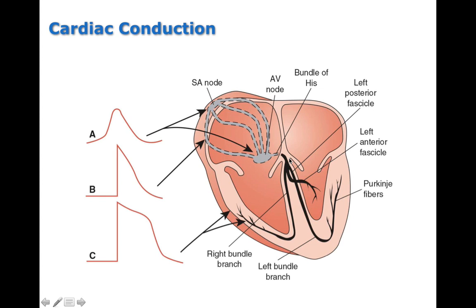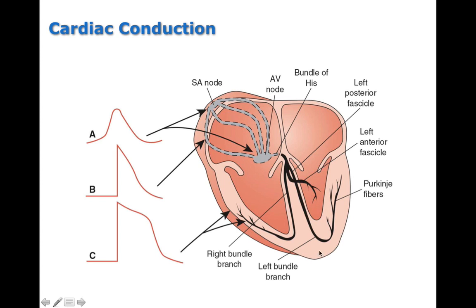Now, from the bundle of His, we get the bundle branches. So you have the right and left bundle branches. Now the right bundle branch goes to the right ventricular myocardium, and the left bundle branch goes to the left ventricular myocardium. What's also important to note is that the bundle branches do not excite cardiac muscle here. Rather, you don't start exciting cardiac muscle until you get to the Purkinje fibers, which are out here, these smaller little branches, which we call the subendocardial conducting network. This is where you start to stimulate the ventricular myocardium down here.